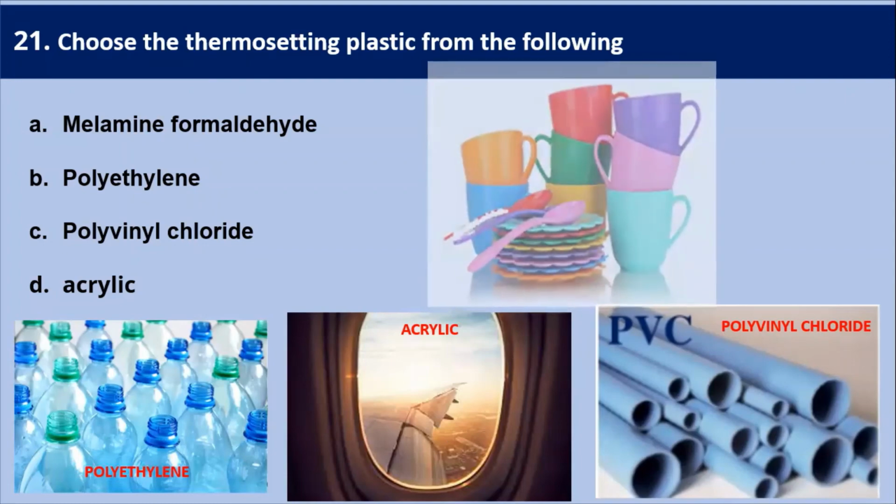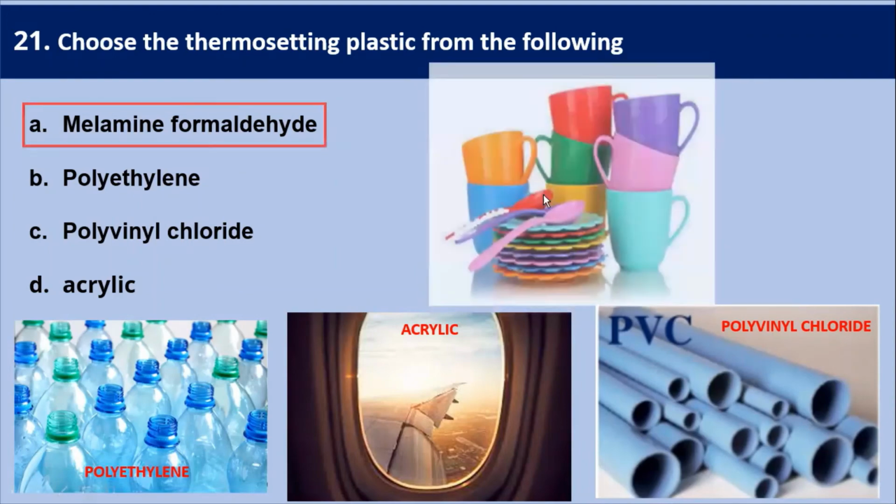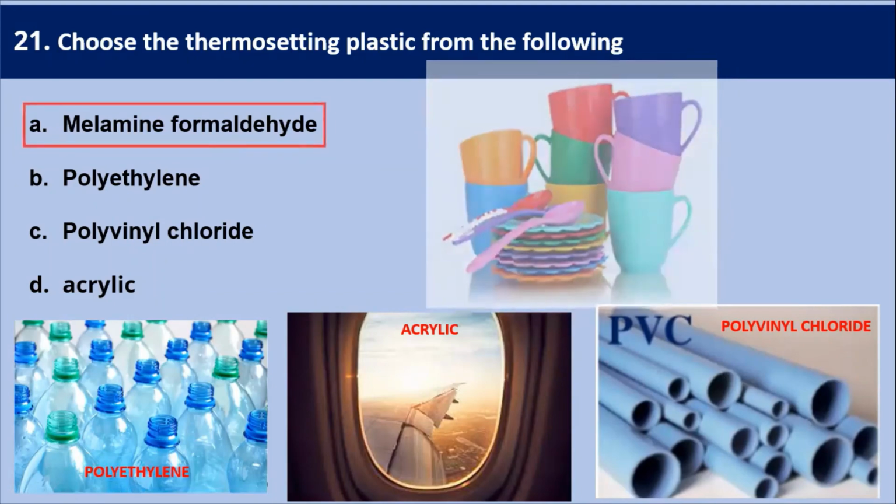But here the melamine formaldehyde, I have shown various products here. Basically, I have shown a dinner set components, and dishes, even the spoon, even the cups also. All these types of products we can make by using melamine formaldehyde, and melamine formaldehyde is an example of thermosetting plastics, and that's why our answer is A.